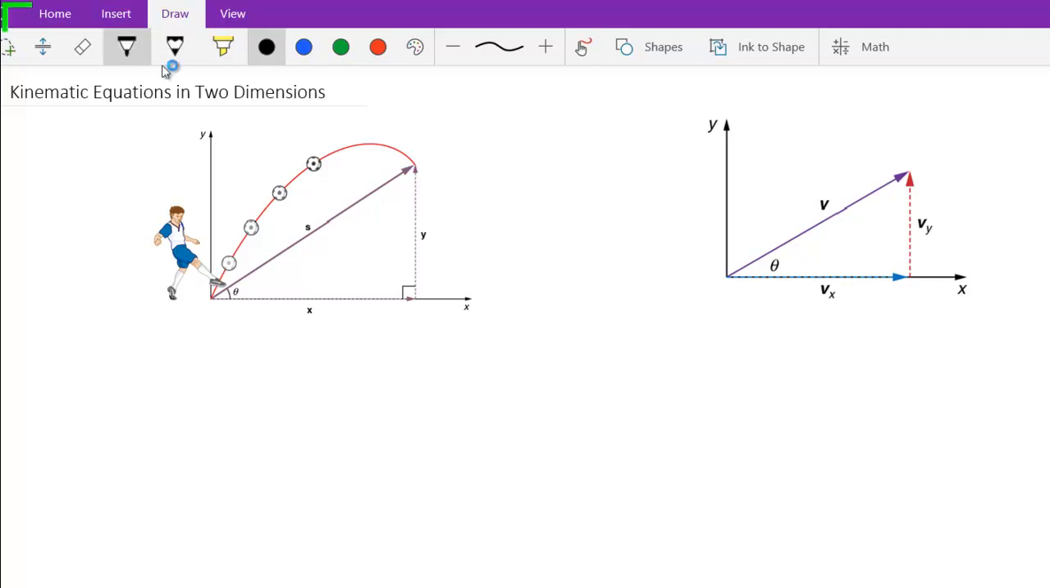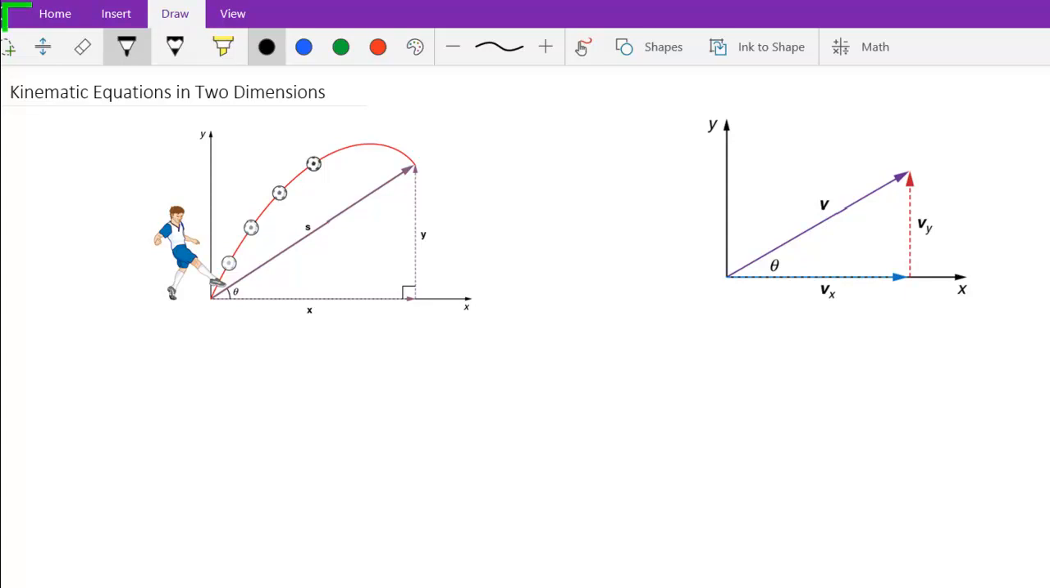Kinematic equations in two dimensions really come down to two things: breaking vectors into their components and then applying those components to the kinematic equations that we looked at in chapter 2. We've already been using some of the notation that we would use for kinematic equations in two dimensions, but let's look at it more thoroughly in this video.